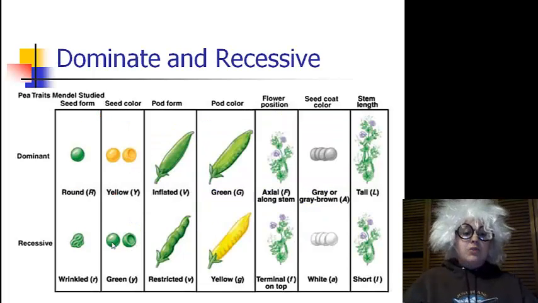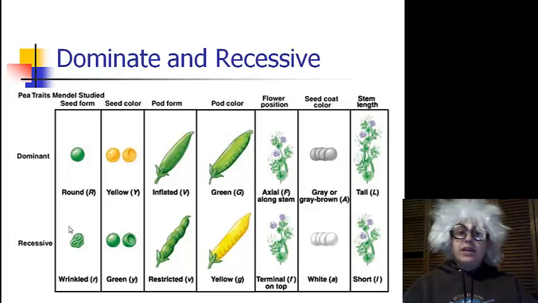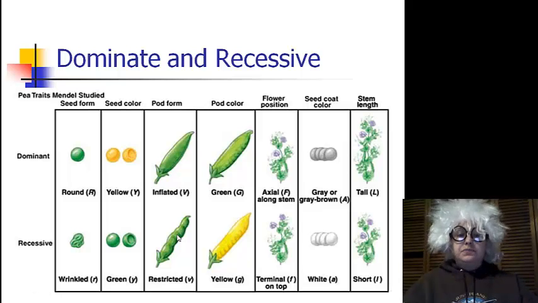So what he found was that round was dominant to wrinkled. That round, if there was a round allele, it would be round. And the only way to get a wrinkle was if there were two little wrinkled alleles. And he found that yellow was dominant to green, and inflated to restricted, and etc., because he looked at each of these characters.